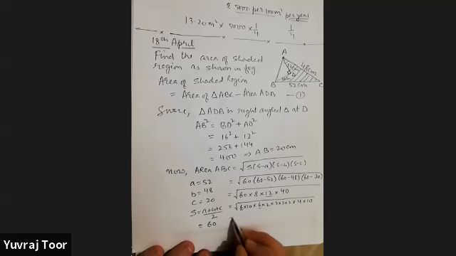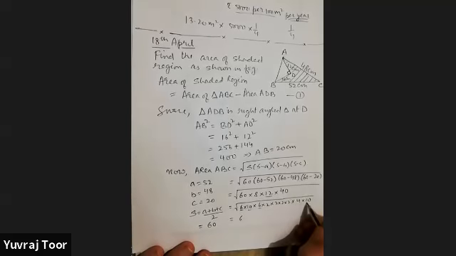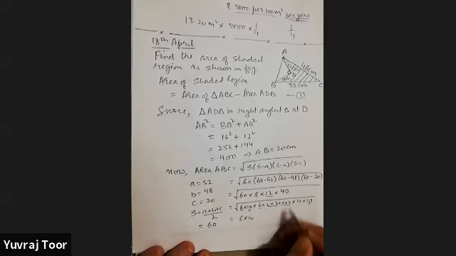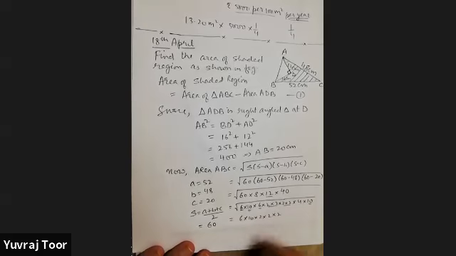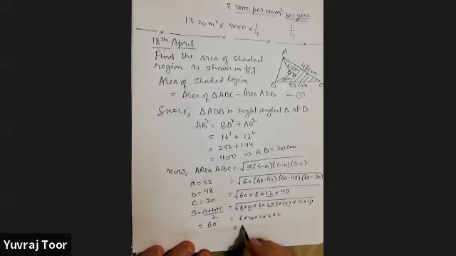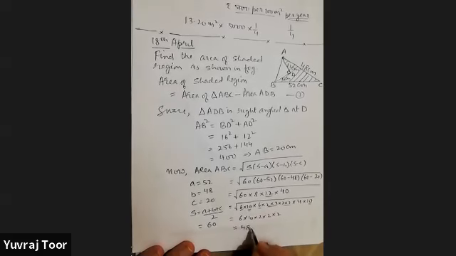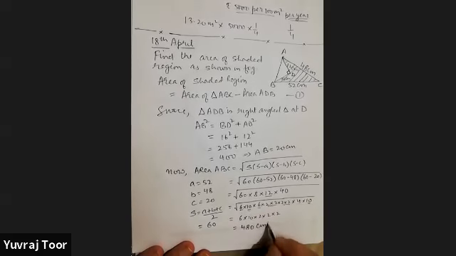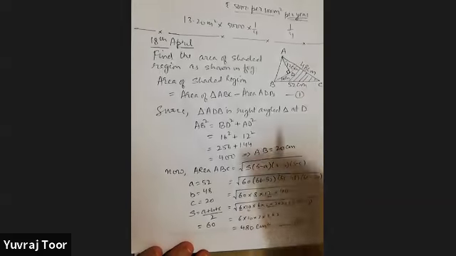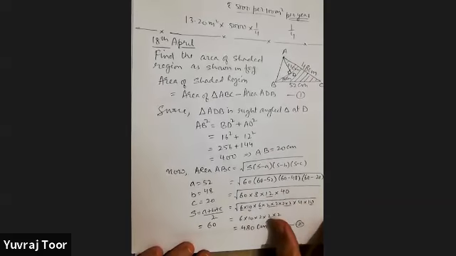6, 10, 2, 2 is coming 2 times, and 4 has 2 also. So finally the area is 480 centimeter square. So you mark this as second, because we'll put the value of 2 in the first equation.